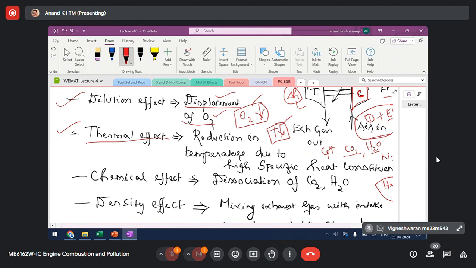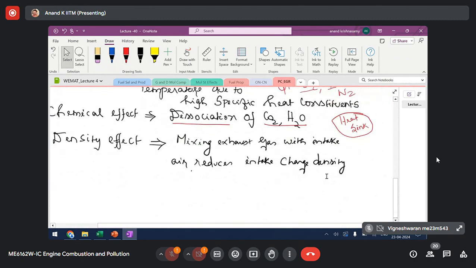There are two other effects which have minimal impact, I would say, compared to the first two. One is called the chemical effect. The chemical effect is because of the recirculated species participating in some chemical reaction. One of the important chemical reactions is the dissociation reaction that will take place with CO2 and H2O. These species will dissociate and form, for example, if you take CO2, it is going to dissociate and form CO and half O2.